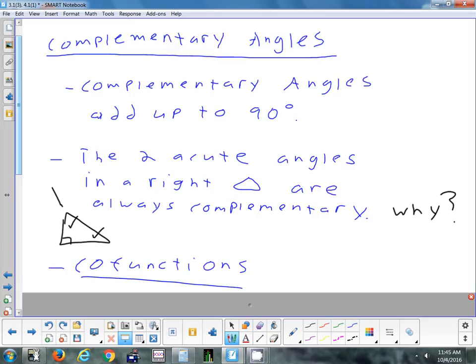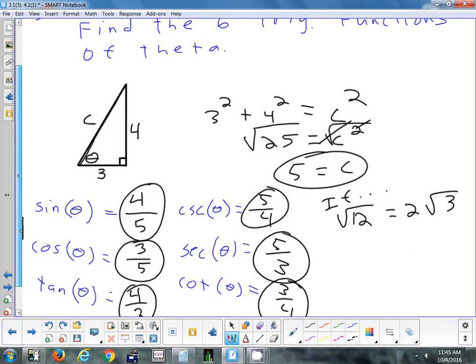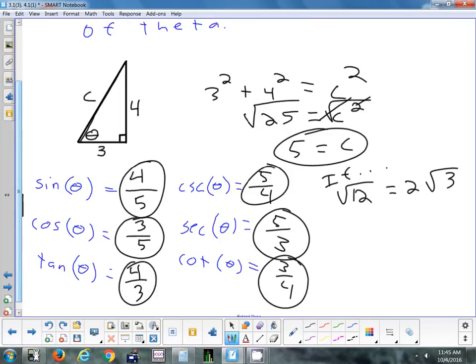Okay, the next thing is cofunctions. Cofunctions are a different way to pair up your trig functions. This pairing that I have here, where you flip one to get the other, these are called reciprocals. Flip sine, you get cosecant. Flip cosine, you get secant, and so on. So these are paired up as reciprocals.